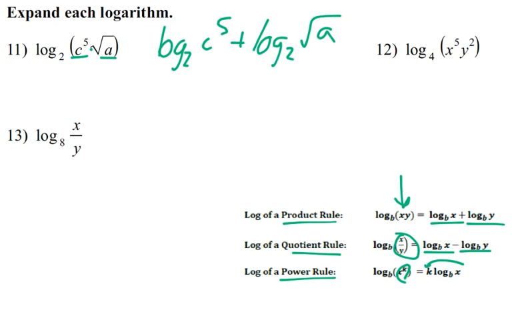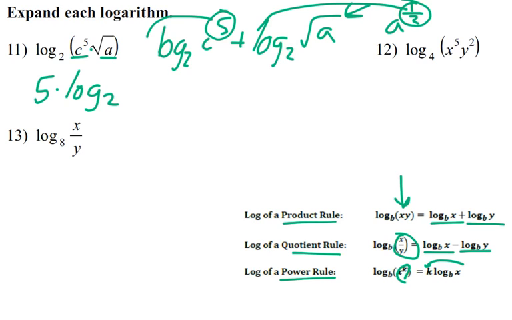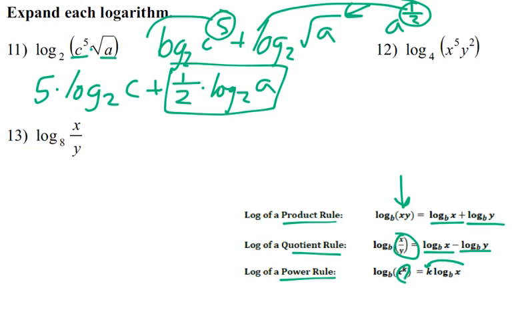So, powers. I have this 5 right here. And really, when I think of square root, I should really be thinking of it as the power to the 1/2. So I've got the 1/2, which would come down front, the 5. So it would be 5 times log base 2 of c plus 1/2 times log base 2 of 8. Now, sometimes you'll see this one written as just log base 2 of 8 divided by 2.